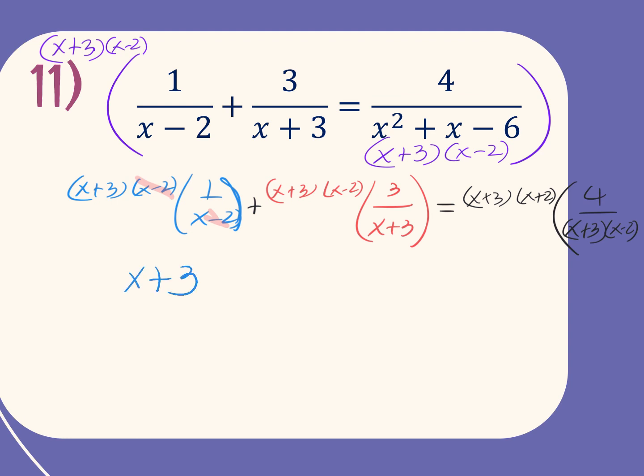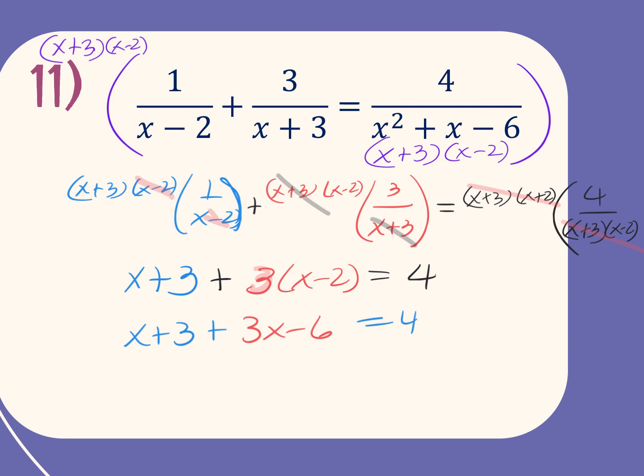For the red, the x plus 3 cancels on this one. So you have to distribute the 3 to the x minus 2. And then on the final one over here on the answer, the denominator cancels and you're just left with equals 4. So let me go ahead and distribute the red. 3x minus 6. Drop down my x plus 3 and my 4. Combine my like terms. So 1x plus 3x is 4x. And then 3 minus 6 is -3.